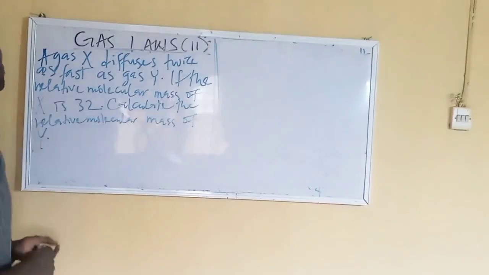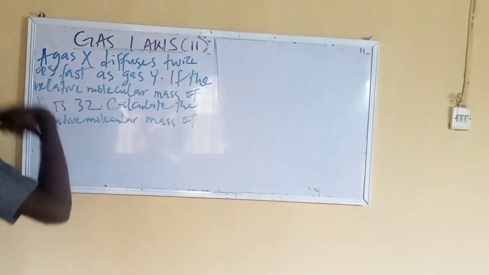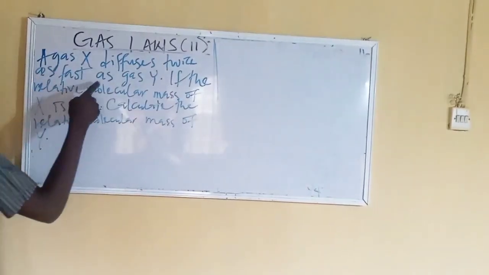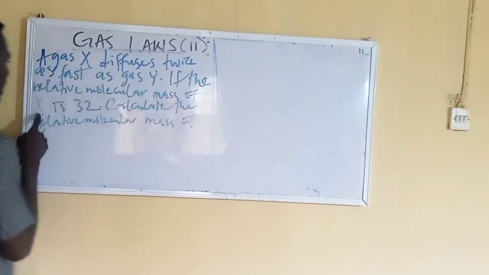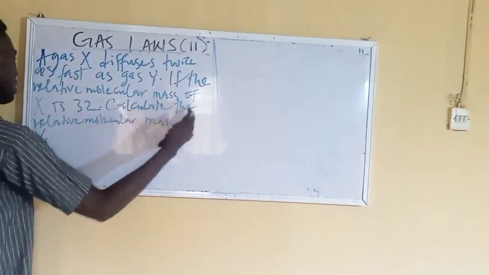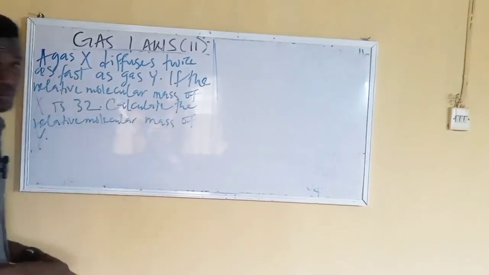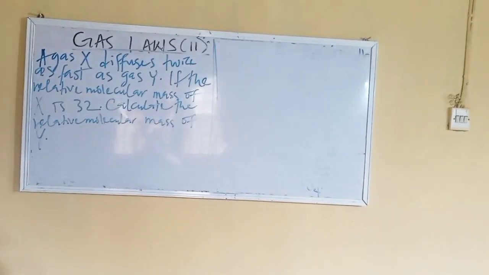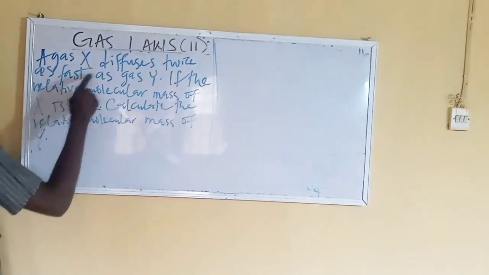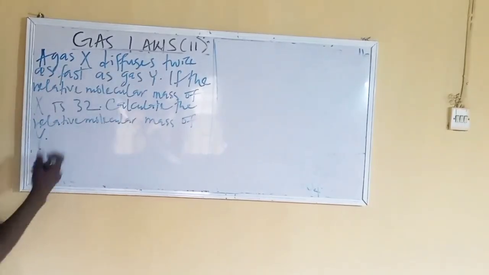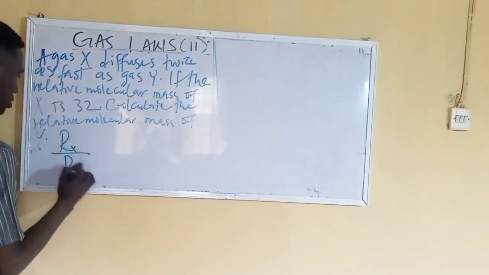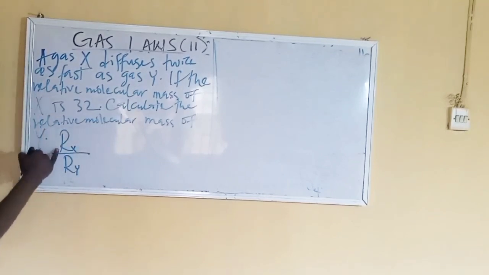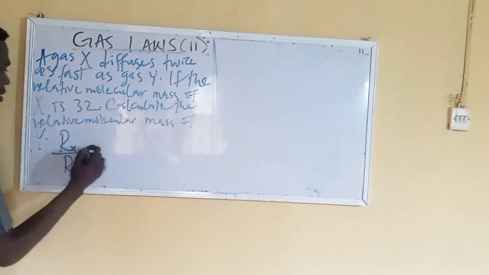Now let's have a look at this question. A gas X diffuses twice as fast as gas Y. Now, if the relative molecular mass of X is 32, calculate the relative molecular mass of Y. Now, let's interpret this question. According to this, they said the gas X diffuses twice. So that means if you are to have our formula Rx over Ry, now where R stands for what? Rate of diffusion.